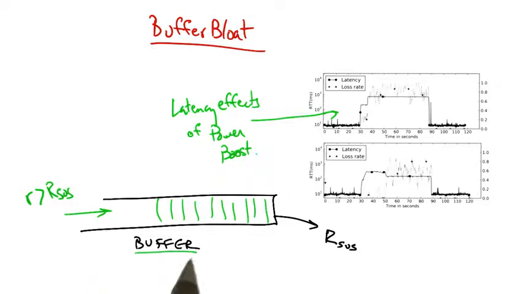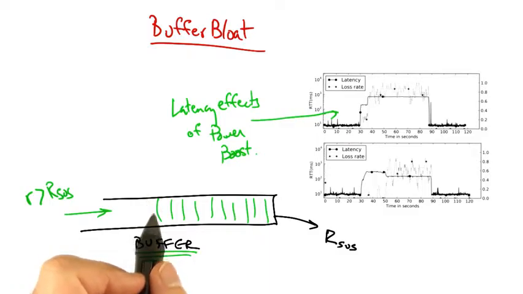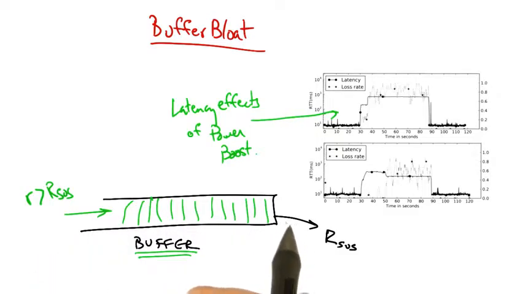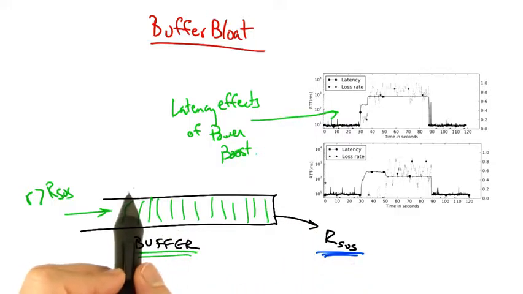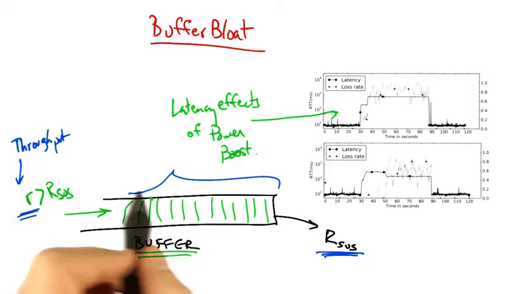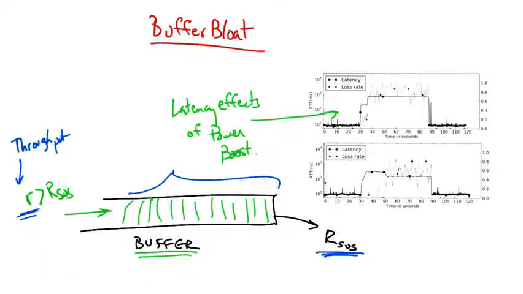Now, if there's a buffer in the network that can support this higher rate, what we'll see is that buffer will start filling up with packets. But this buffer can still only drain at the sustained rate r. So even though the sender might be able to send at a faster rate for a brief period of time in terms of throughput, all of those packets that the sender sent at that faster rate are queued up in line waiting to be sent.